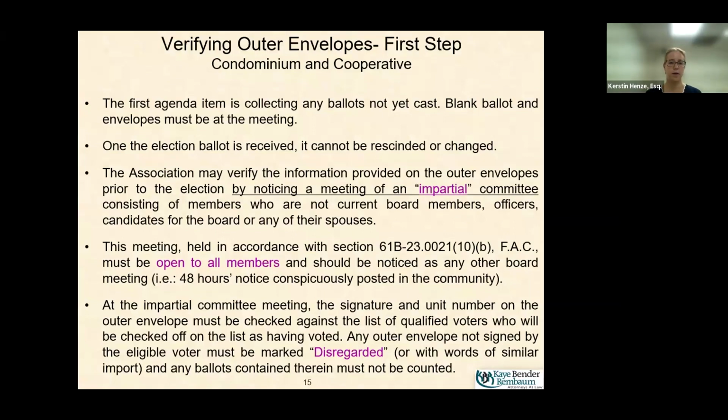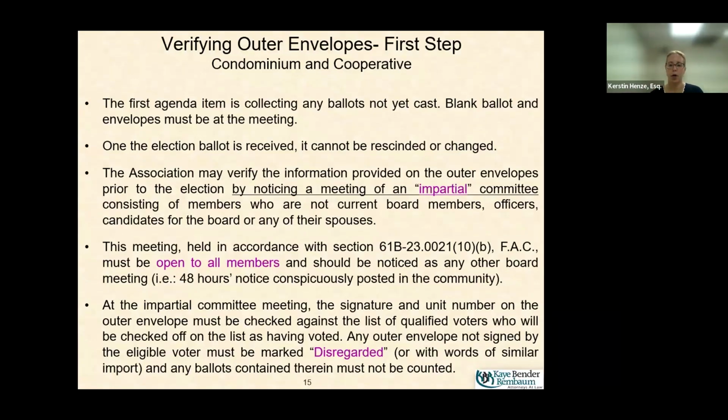All right, so verifying outer envelopes. There's really two ways you can do this. You can verify outer envelopes either at the actual annual election meeting, or you can do this in advance by an impartial committee. So let's say you're going to do this by an impartial committee.